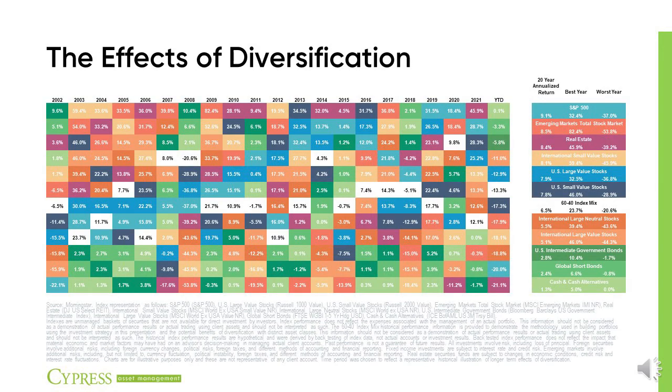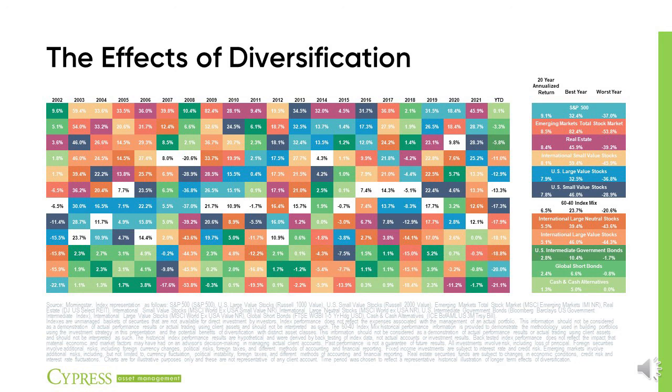Here we see a collection of major asset class calendar year returns displayed on a quilt chart. Looking at year-to-date returns in the rightmost column, we see that almost all asset classes posted negative performance with real estate losing the most value at 21.1%. Cash was the only asset class with positive year-to-date performance of 0.1%.